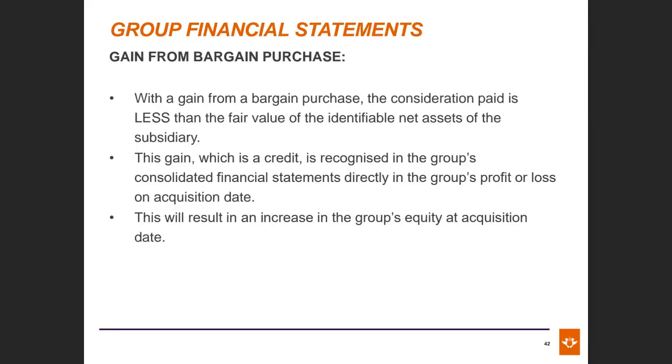Okay, so this just reiterates what I've said. What is a gain from bargain purchase? This is when the consideration paid is less than the fair value of the identifiable net assets of the subsidiary. So we are paying less than the fair value of the net assets which we are acquiring. So this gain is a credit, and it is recognized in the group's consolidated financial statements directly in the group's profit or loss on acquisition date. So this will result in an increase in the group's equity at acquisition date.